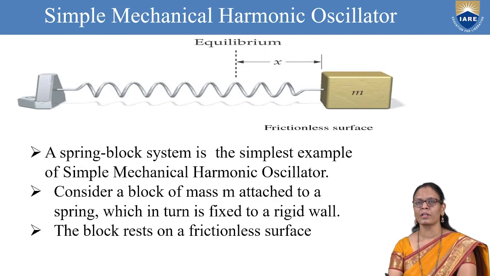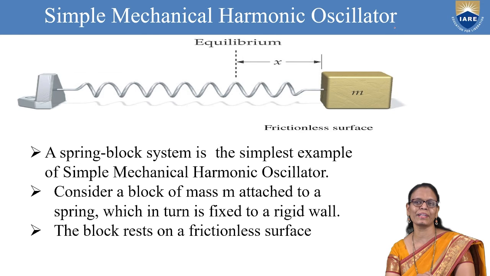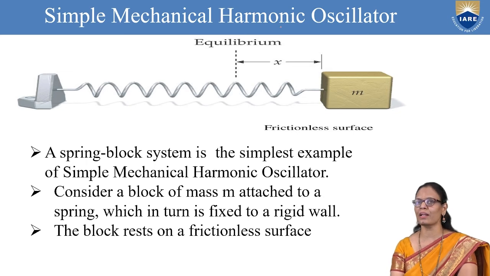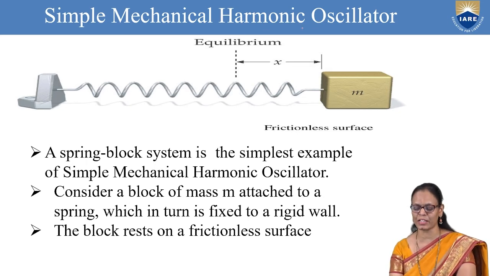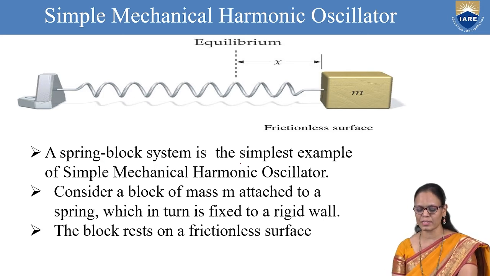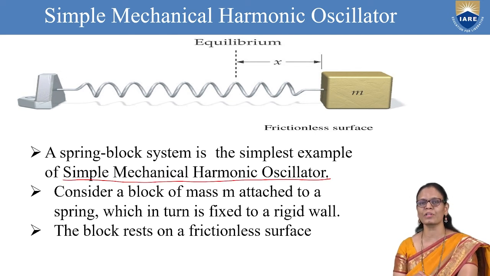Now, we'll understand the simple mechanical harmonic oscillator. So till now we were talking only about simple harmonic motion. Now we are talking about the simple mechanical harmonic oscillator. Maybe the name looks big, but the phenomenon remains the same. So whatever we have considered before, we are considering the same. A spring block system is the simplest example of a simple mechanical harmonic oscillator. So we are going to discuss the simple mechanical harmonic oscillator.